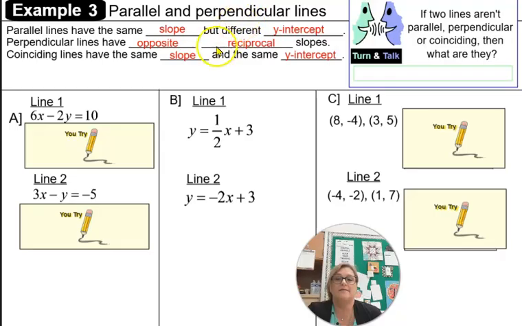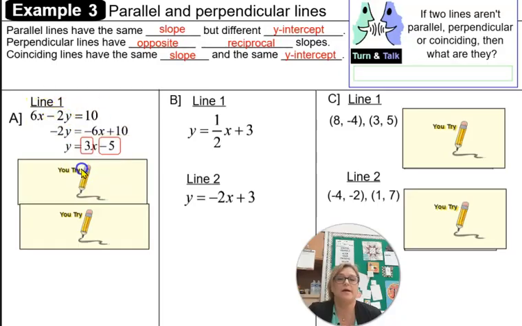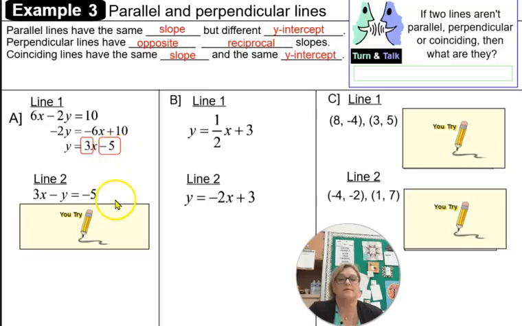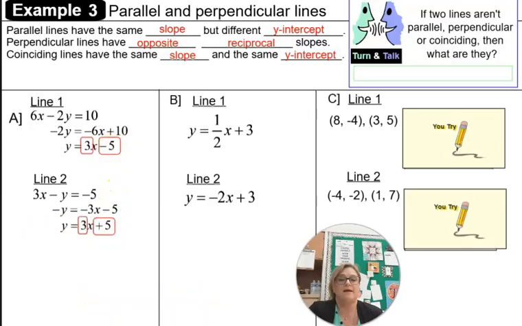And if we look at our example for line 1, 6x minus 2y is equal to 10. When we put that in slope-intercept form, we have y equals 3x minus 5. And then line 2, 3x minus y equals negative 5. When we put that into slope-intercept form, y is 3x plus 5. So we can see that the slopes are the same, but the y-intercepts are different. That's an example of parallel lines.